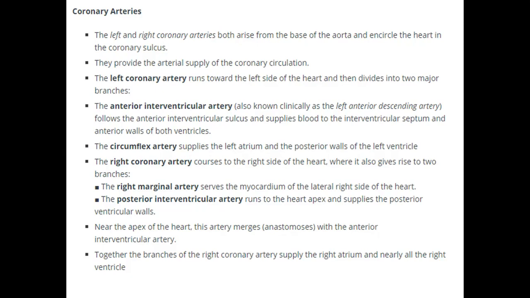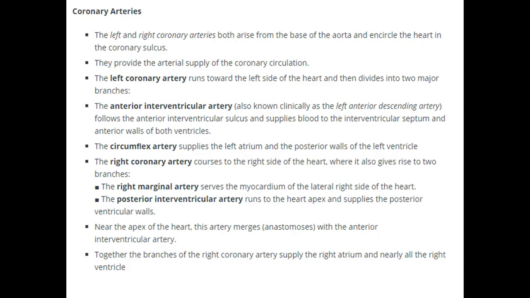So you could say they arise from the base of the aorta, and they encircle the heart in the coronary sulcus. So they're like a gutter there where the blood vessels pass, run through. That is called the coronary sulcus. Now, what do the coronary arteries do? They provide the arterial supply of the coronary circulation. So we said the coronary circulation has both arterial supply and venous drainage. So these coronary arteries, they are the ones that provide the arterial supply of the coronary circulation.